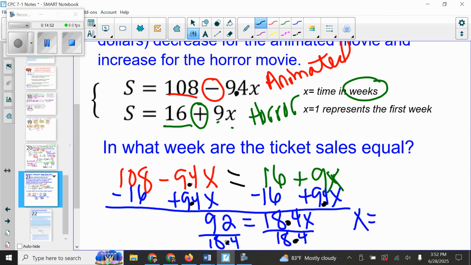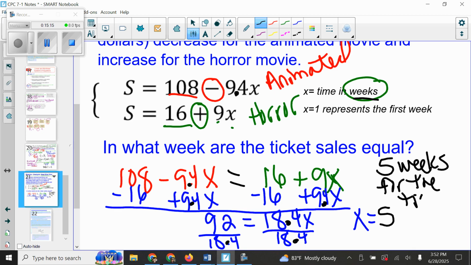All right, so when you look at your solving, I moved the added 9.4 to the other side, subtracted the 16, divided by the 18.4. So just make that adjustment and you'd end up with x equals 5. What does that mean? Time in weeks, so it would take 5 weeks for the ticket sales to be equal.